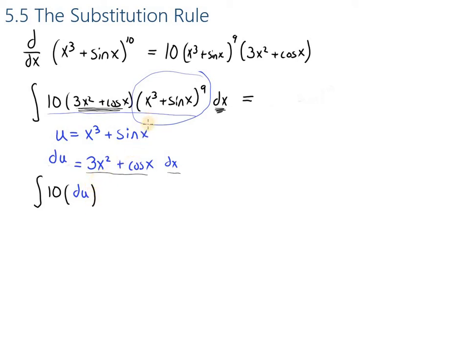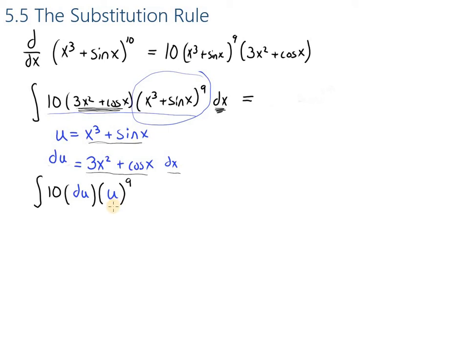And let's keep going with our substitution. The next bit is parentheses. And inside those parentheses is x cubed plus sine of x, which happens to be u. So let's put u right there, and the rest of it is going to just be stuff that was already there.